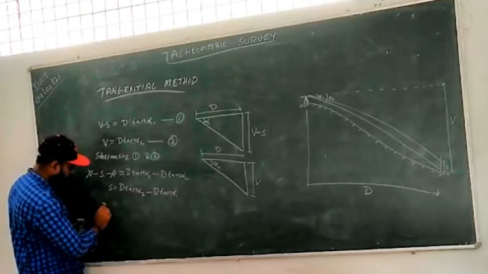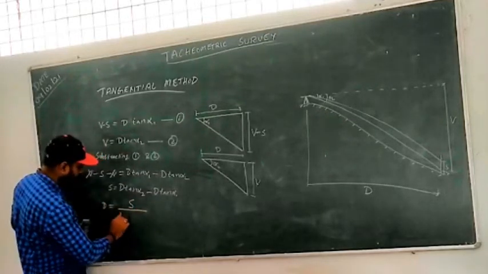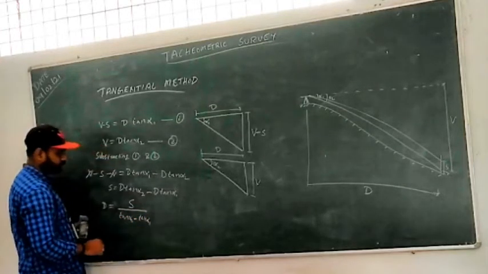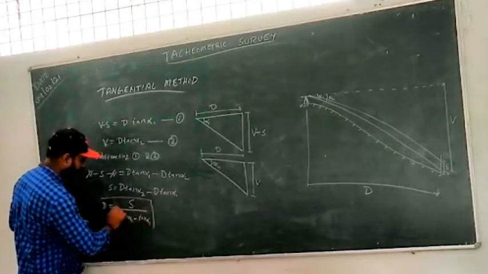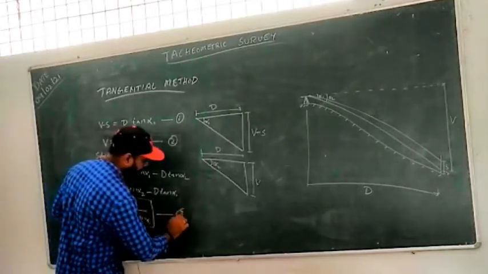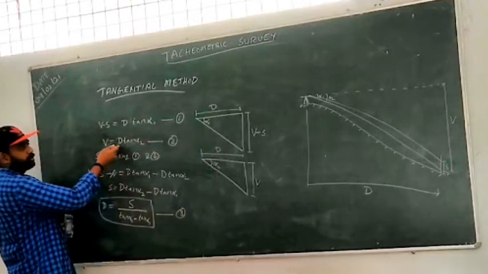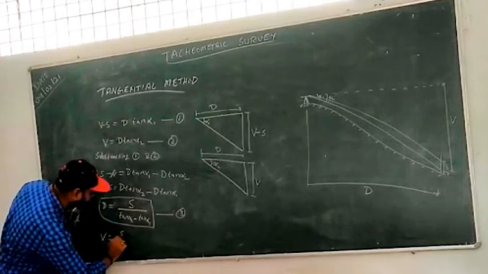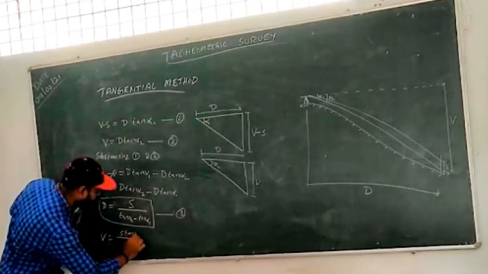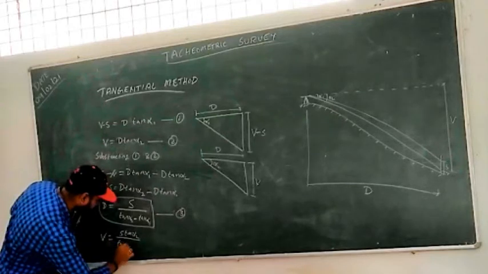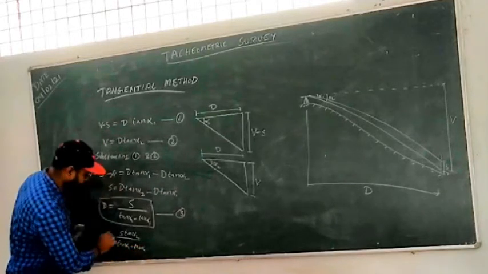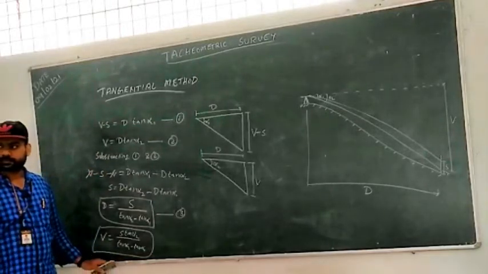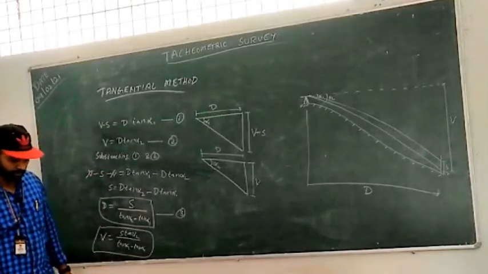Okay. So now D is equal to S divided by tan alpha 2 minus tan alpha 1. Okay. So this is for D. Say this is equation number 3. Now substitute this equation number 3 in equation number 2. Okay. So what happens? V is equal to S tan alpha 2 divided by tan alpha 2 minus tan alpha 1. Okay, simple. So we got V and we got D.